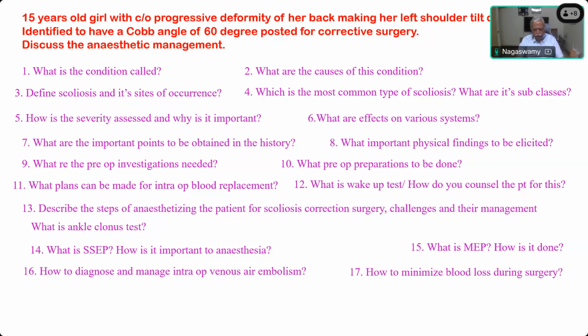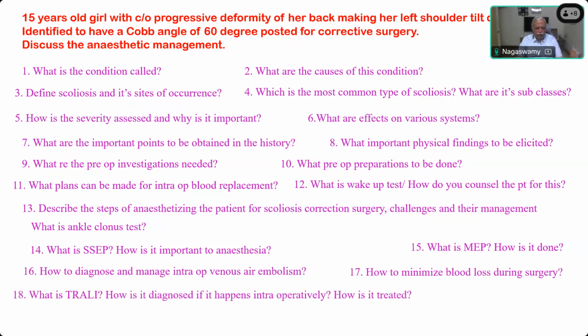Nowadays, use of dexmedetomidine also is able to provide some amount of hypotension. Okay, so by all these methods, you can provide hypotensive anesthesia, but with the caution that you maintain the mean arterial pressure around 60 millimeters of mercury to prevent ischemia. Spinal cord ischemia.